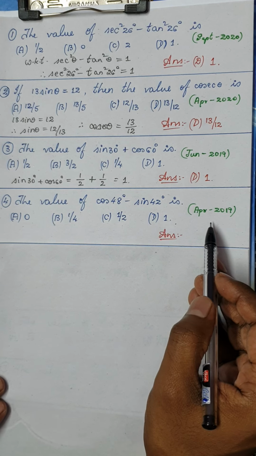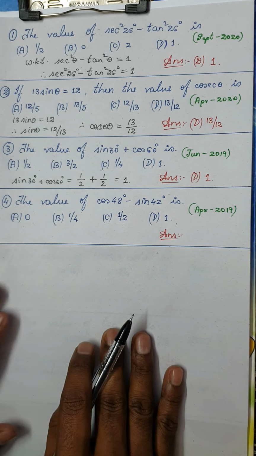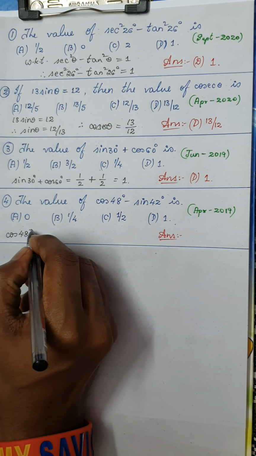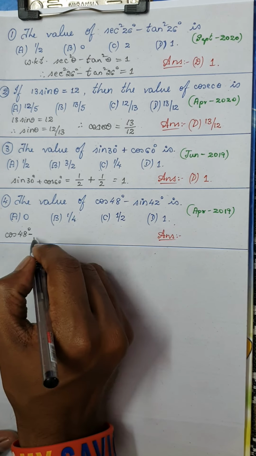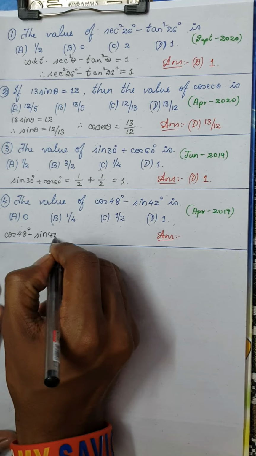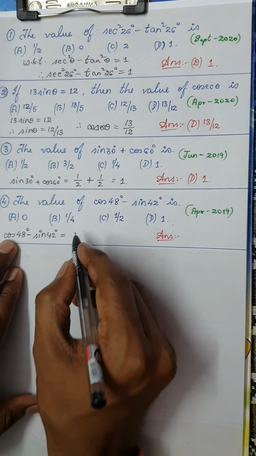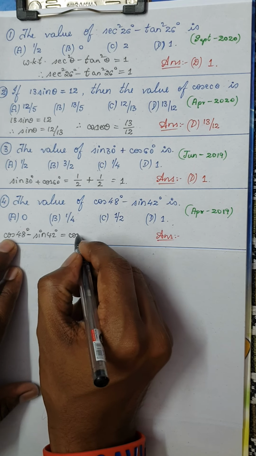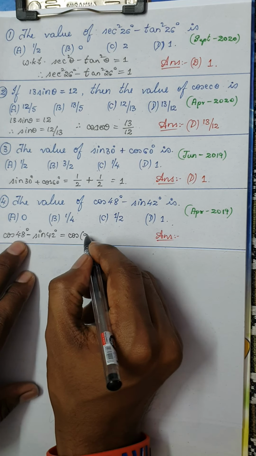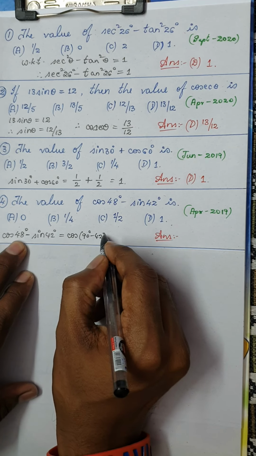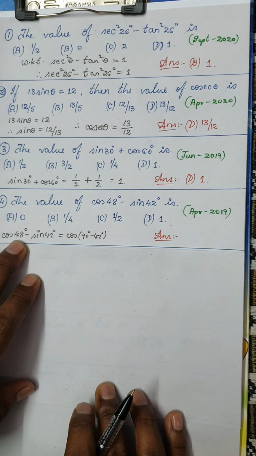This question was asked in April 2019. Now I want cos 48 degrees minus sine 42 degrees. So this is nothing but, remember, this cos 48 can be written as cos of 90 degrees minus 42 degrees. Correct? 90 minus 42 will give me what?